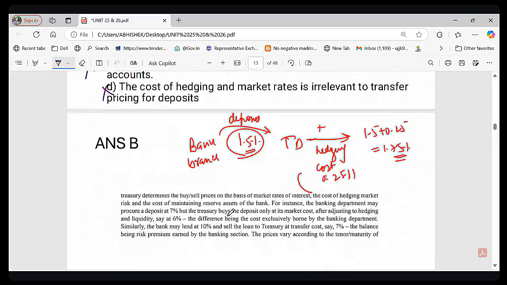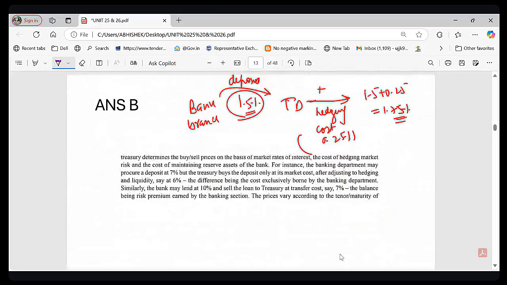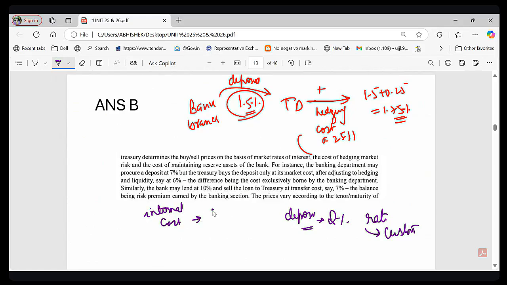So what is happening here? Even though Citibank is offering a 2% rate to attract customers, its internal cost is actually how much? 1.5 plus 0.25, which is 1.75. This is the internal cost. So the difference of 0.75 reduces the bank profit margin, but it helps them gain more customers, right?